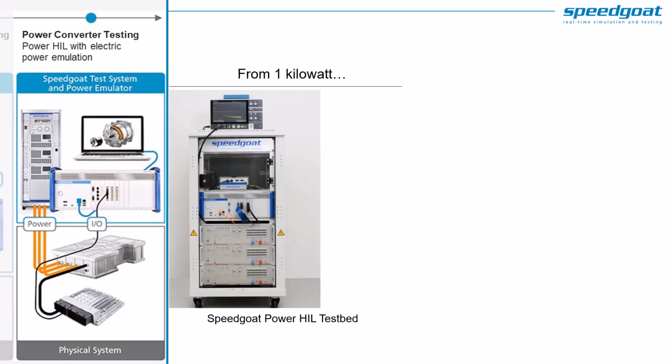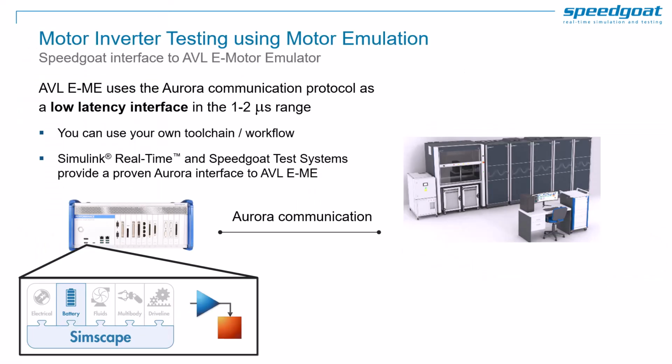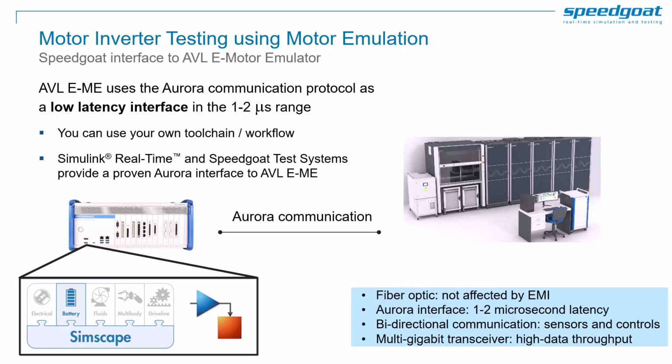You can leverage our PowerHill solutions for various power levels, from 1 kW with the Speedgoat PowerHill testbed that we just covered, to hundreds of kilowatts, for example with the AVL eMotor emulator. For high power motor emulation, Speedgoat can interface to the AVL eMotor emulator. This emulator uses the Aurora communication protocol with a low latency interface in the 1 to 2 microsecond range. For this, Speedgoat provides a proven Aurora interface to connect the AVL eMotor emulator.